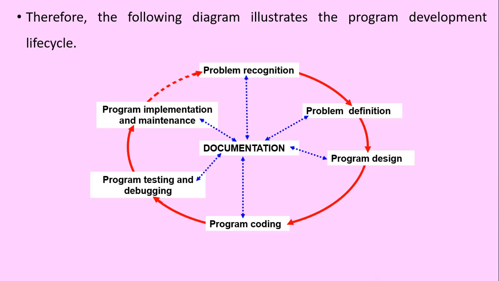Therefore, the first step in the cycle is problem recognition, of course, followed by its documentation. Then problem definition and its documentation, program design and its documentation, program coding and its documentation, program testing and debugging with its documentation, and the program implementation and maintenance with its documentation.